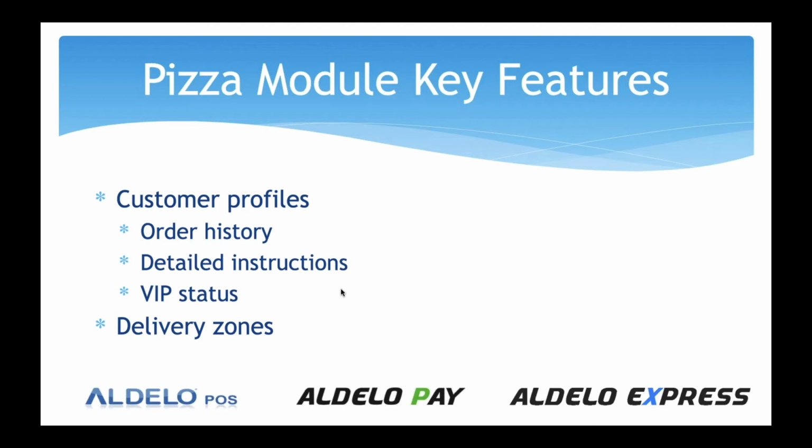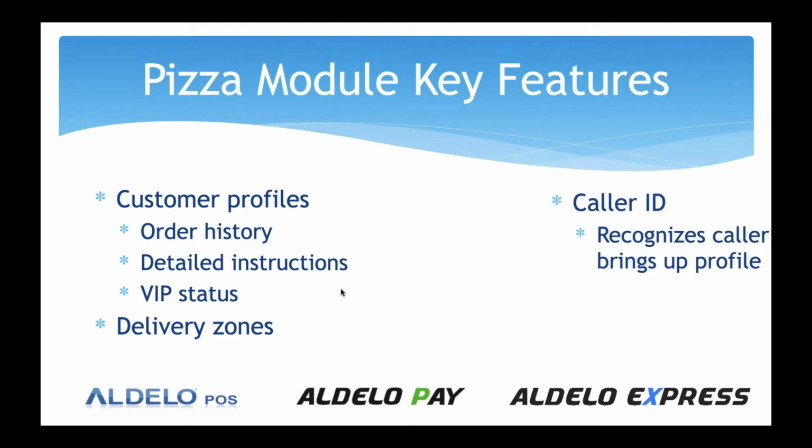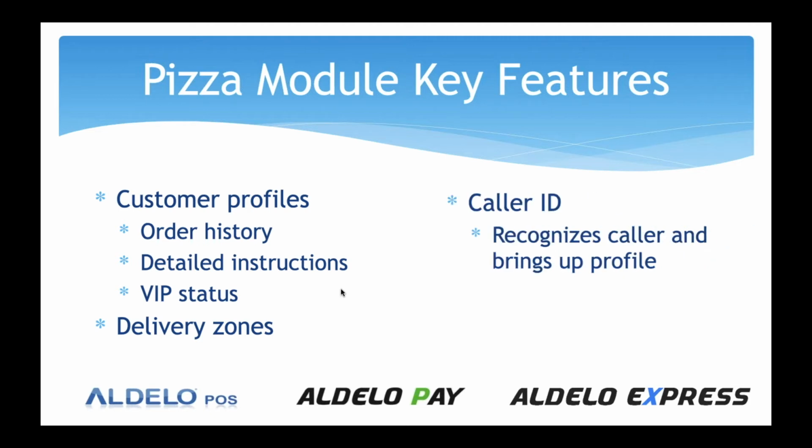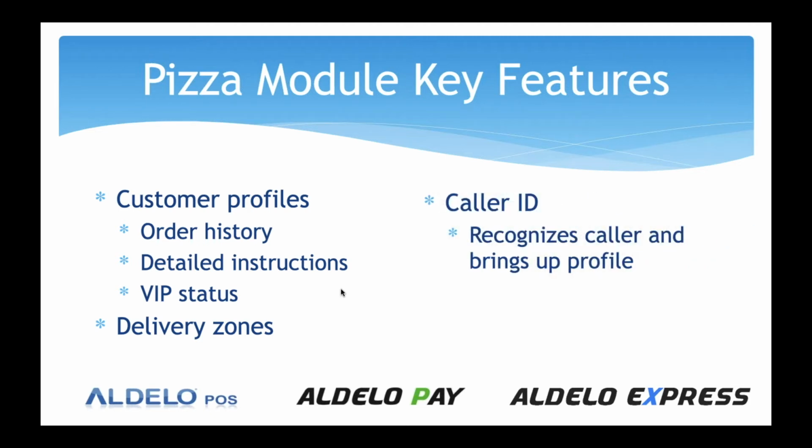We also do delivery zones, so that if a call comes in with an address outside of our delivery zone, the system will flag that. You also have the ability to charge for zones that are too far from the operation. That's something that's done by the system. We obviously have caller ID, which will then recognize the call that's coming in and then pop that customer's profile up on the screen. Even before you answer the phone, you know who it is.